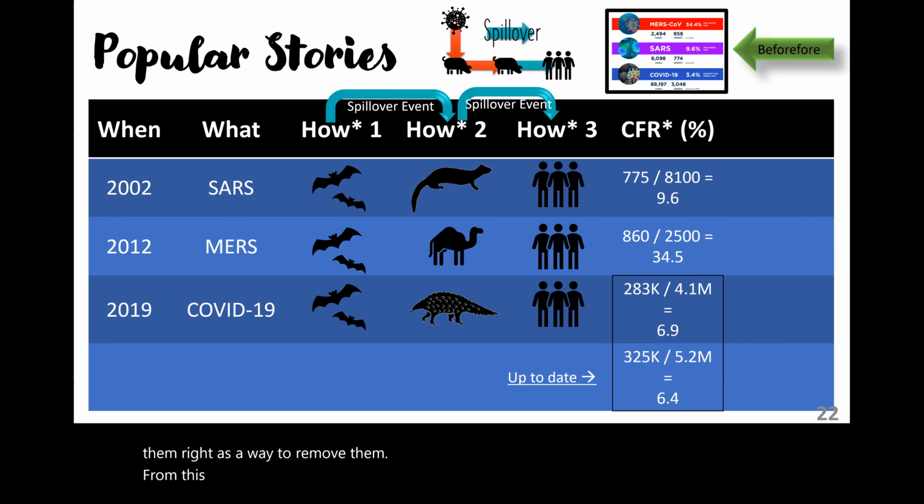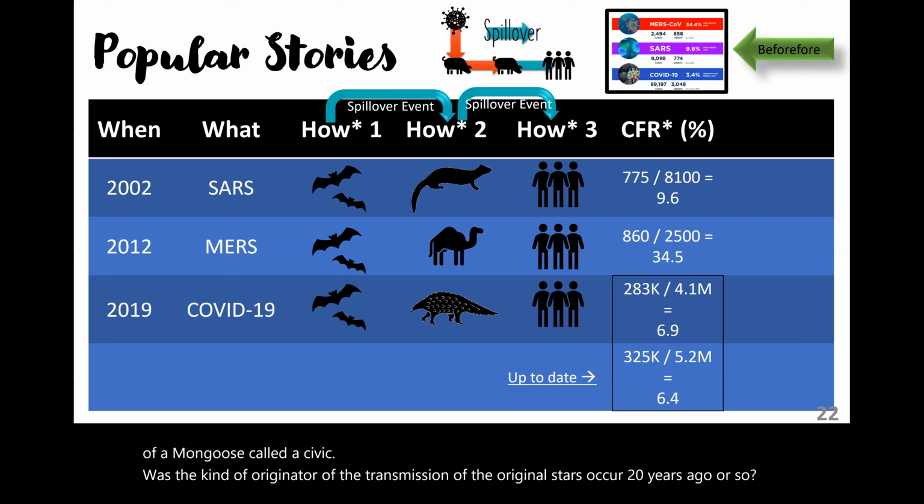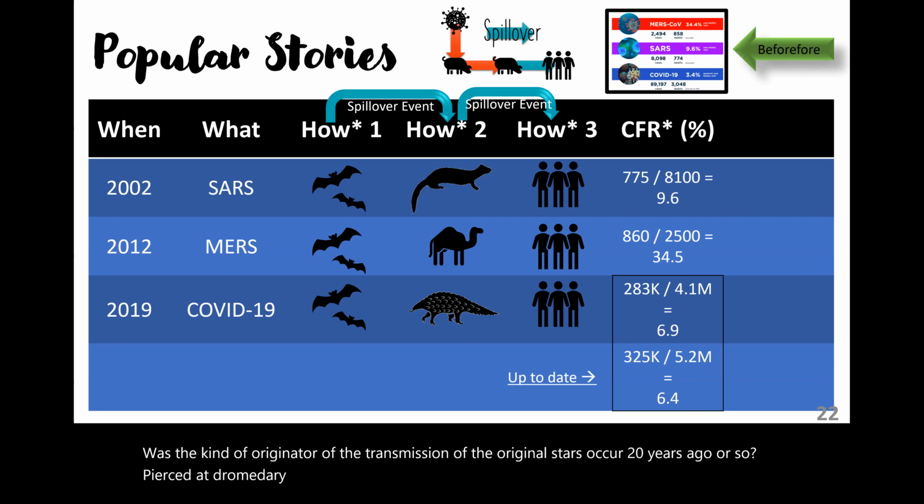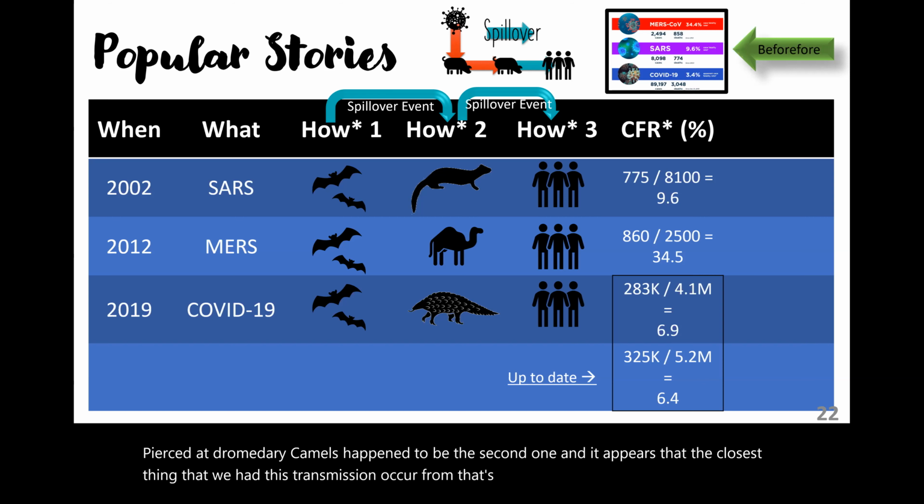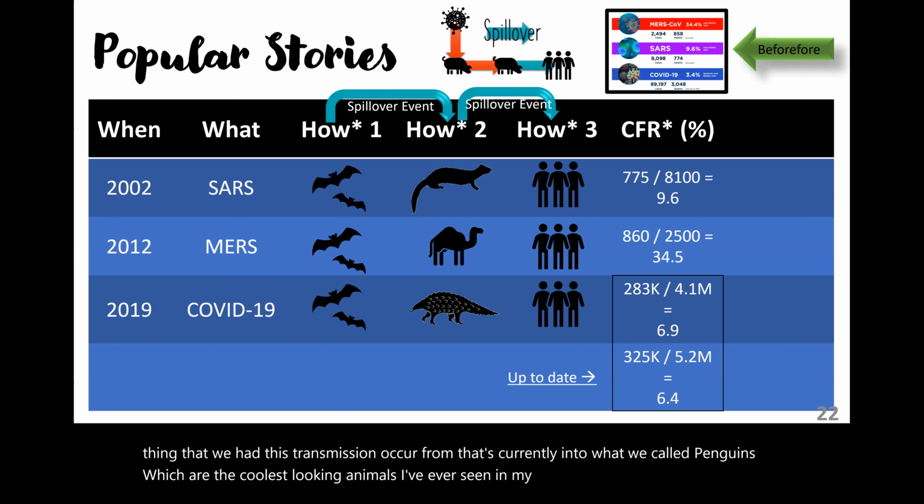And so for this current one, a cat-looking thing that is more of a mongoose called a civet was the originator of the transmission of the original SARS that occurred 20 years ago or so. It appears that dromedary camels happened to be the second one, and it appears that the closest thing we had is this transmission occurring from bats into what we call pangolins, which are the coolest looking animals I've ever seen in my life. They look like little walking dragons, I swear.